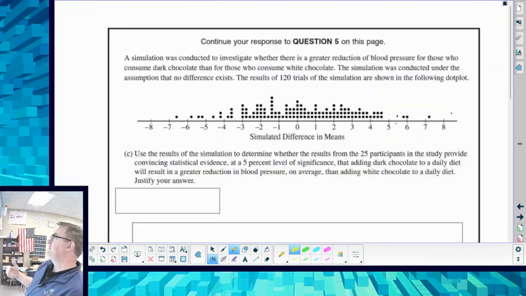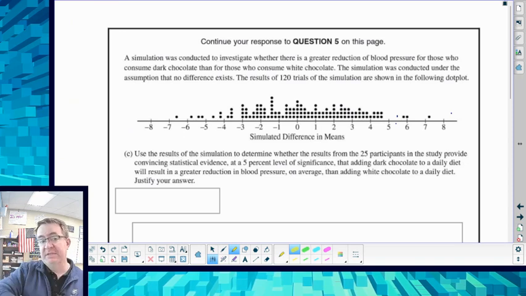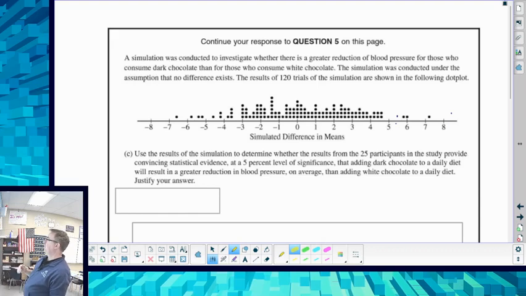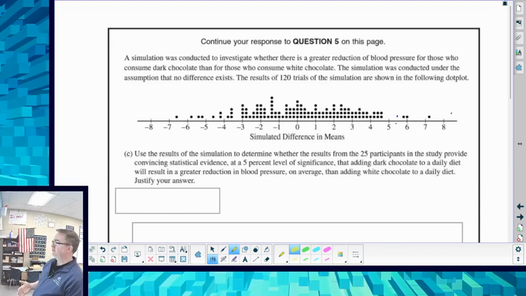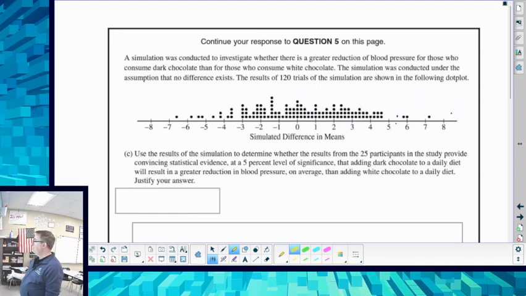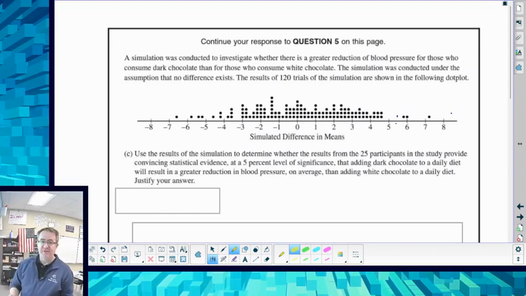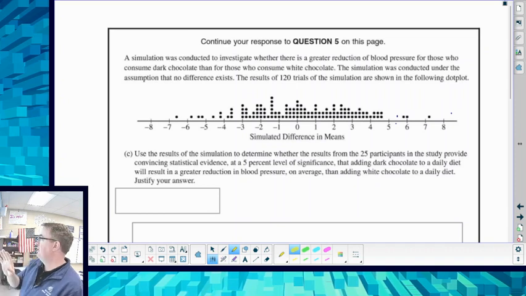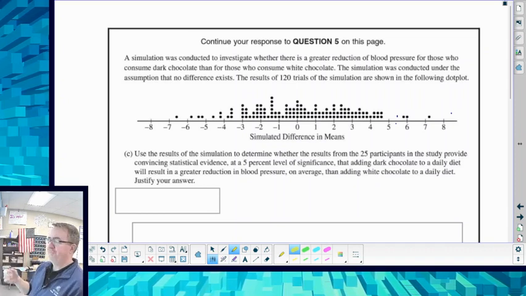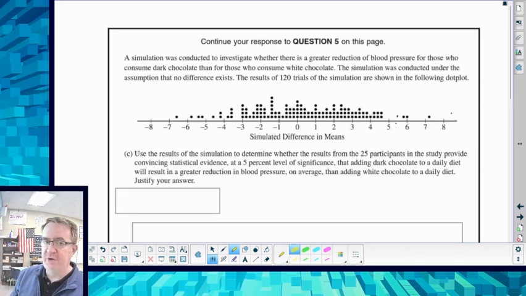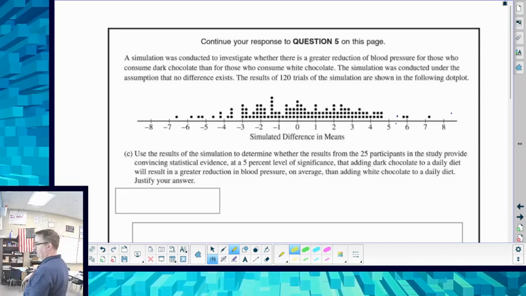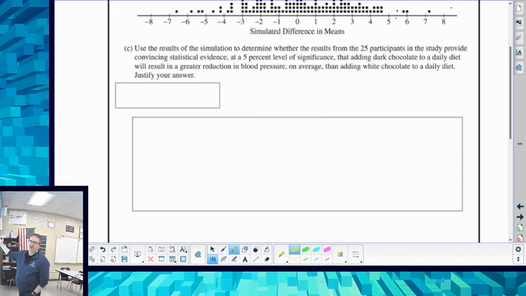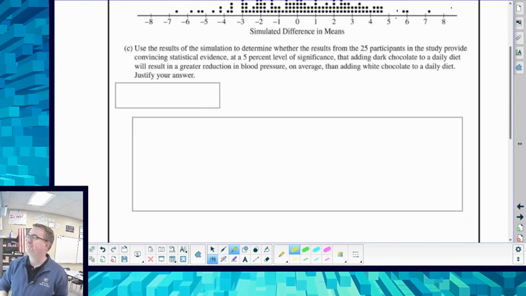Now back over here, the simulation was conducted. So again, now we're going back to simulations, back to CED 5, to investigate whether there's a greater reduction of blood pressure for those who consume dark chocolate than those who don't. So they do 120 trials of just assuming that this would be randomly selected. I'm assuming what they'll do is assume there's no difference. They randomly generated 2 different blood pressures. They did the subtraction. Or they took the numbers that they had before, whatever. It doesn't matter.